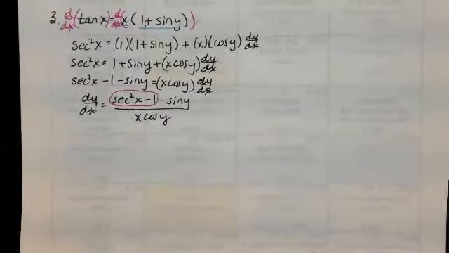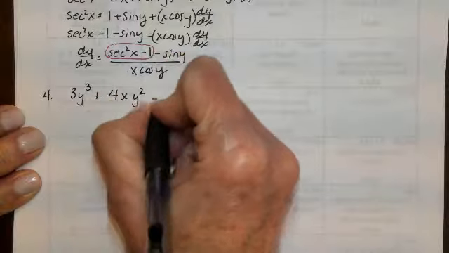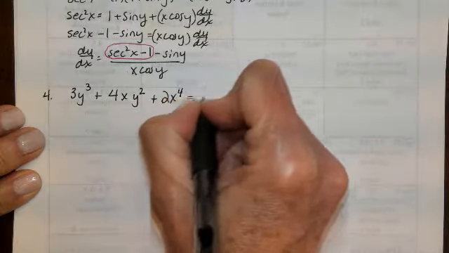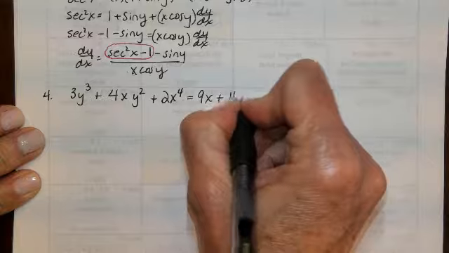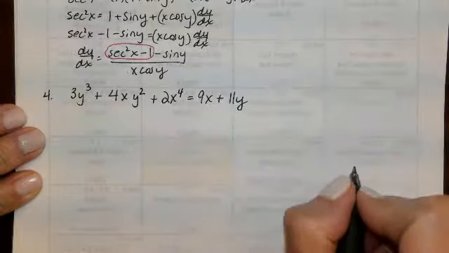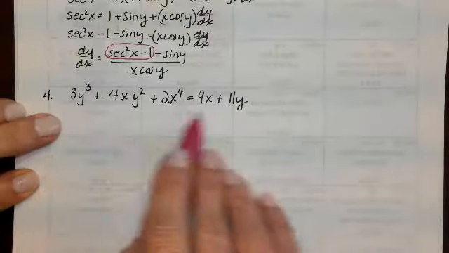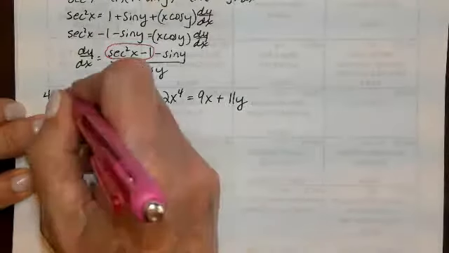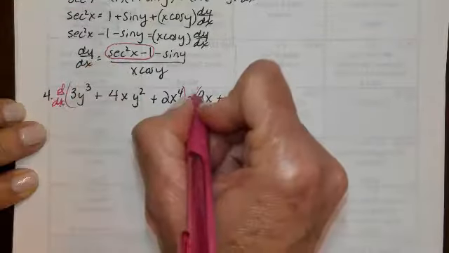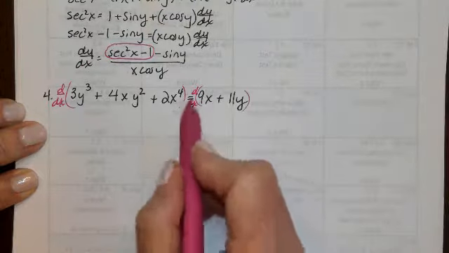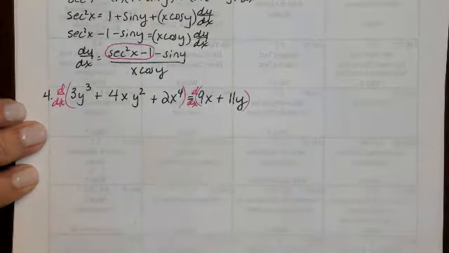Okay, example 4. Let's say we have 3y cubed plus 4xy squared plus 2x to the 4th is equal to 9x plus 11y, and we're finding dy dx. Okay? So, like we've been doing, if I'm finding dy dx and it's not a y equals, then I'm going to take each side and I'm going to take the derivative with respect to x of each side.